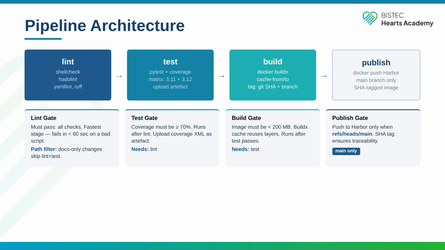The gating is essential. Test depends on lint. Build depends on test. Publish depends on build. A failure at any stage stops the pipeline. Publish is additionally gated on the branch being main, so feature branches build the image to confirm it compiles, but never push to the registry.